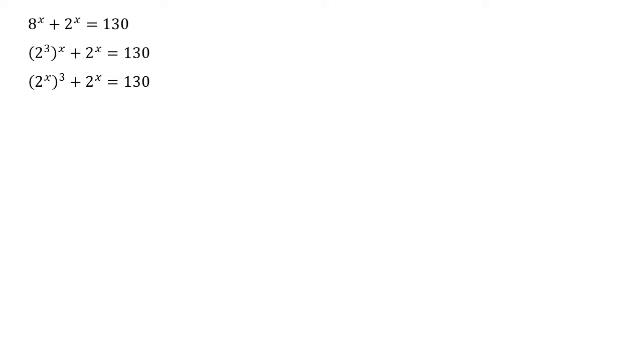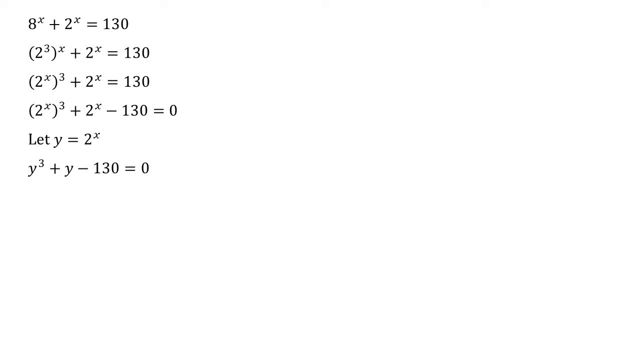We've now got a cubic. We've got 2 to the x cubed, we've got 2 to the x, and we've got an integer, 130. So let's subtract that 130 from both sides. We can now treat this as a cubic. To make it a bit easier to see, we're going to let y equal 2 to the x, which gives us y cubed plus y minus 130 equals 0. You don't need to do that step. I've just done it here to show the cubic in a simpler form.